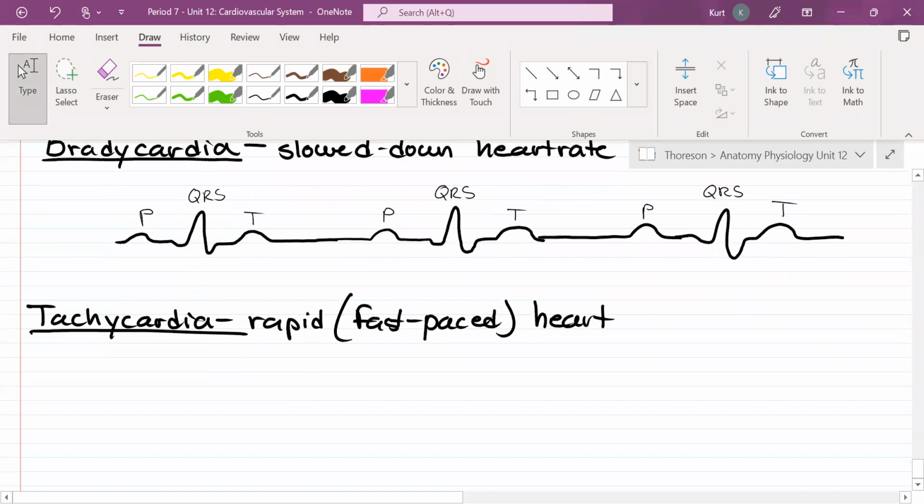This is where you're like boom, boom, boom, boom, boom, boom, boom, boom, and that can wear out your heart. It really can. Your heart's struggling. It can wear it out.